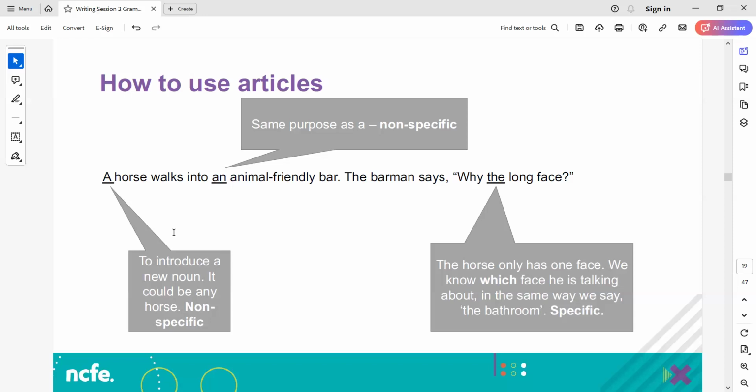The barman says, why the long face? The horse only has one face. We know which face the barman is talking about. In the same way, we might say the bathroom, it's specific. Okay? Any questions?